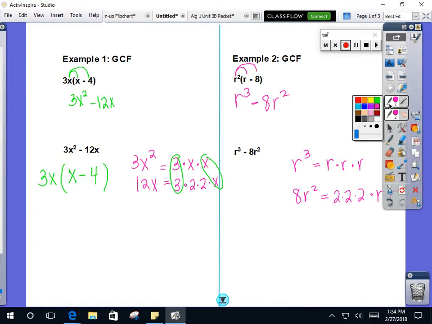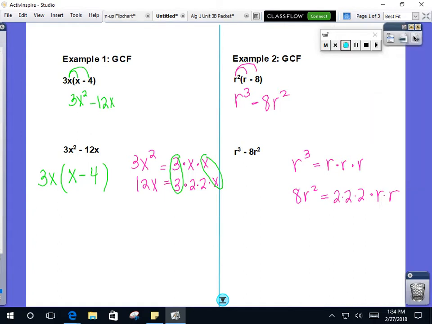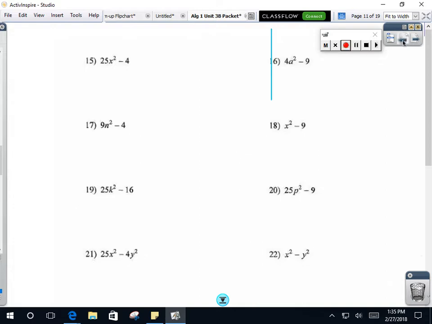Now that you have their prime factors listed out, you circle what they have in common. They both have at least 2 r's in common, and r times r is r squared, so that's their GCF. Now what they didn't have in common from the r cubed was just an r, and then bring down the minus, and from the 8r squared, 2 times 2 times 2 is 8. And see how that matches up with what it was before it was distributed? Okay, so now let's try some in the packet. So go to page 8.